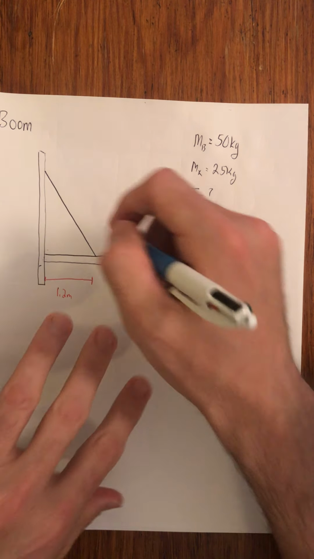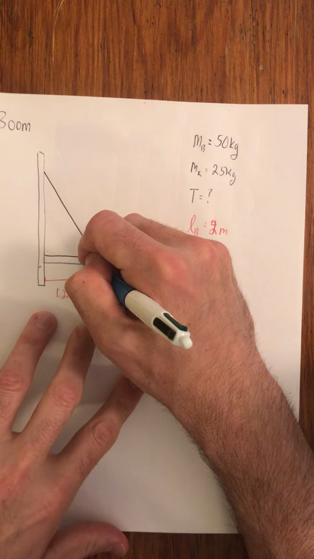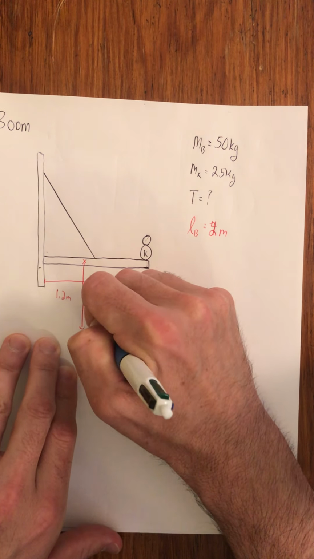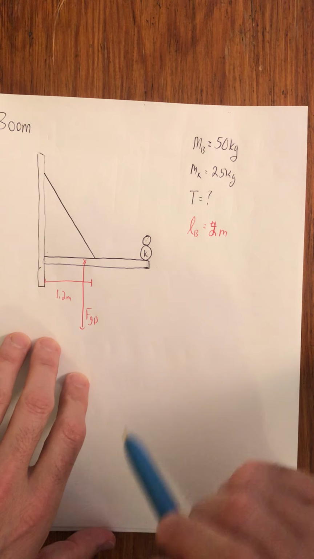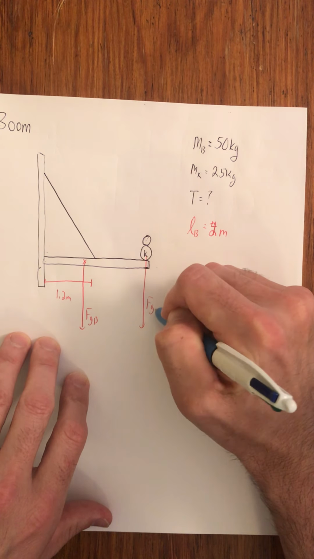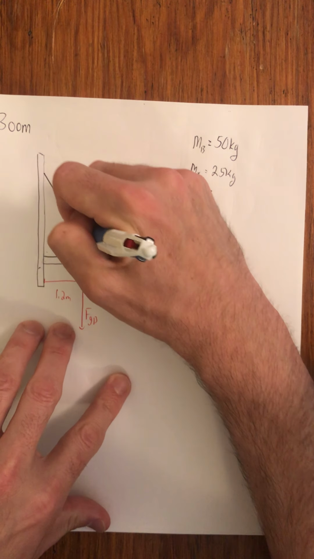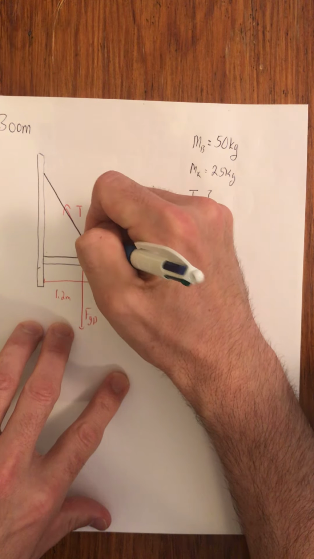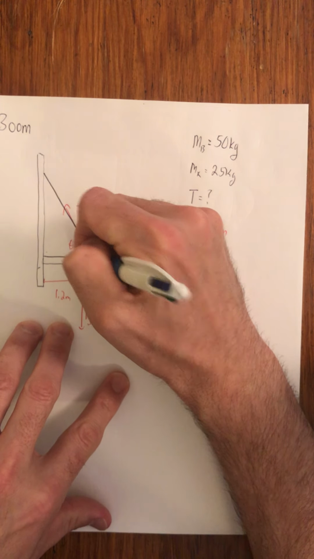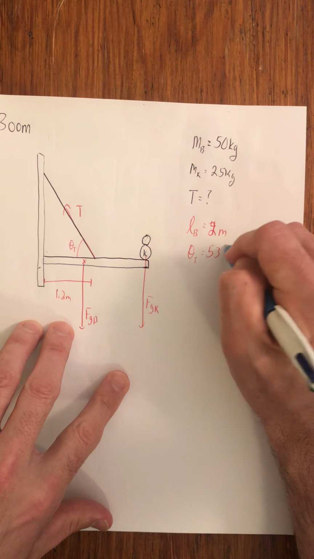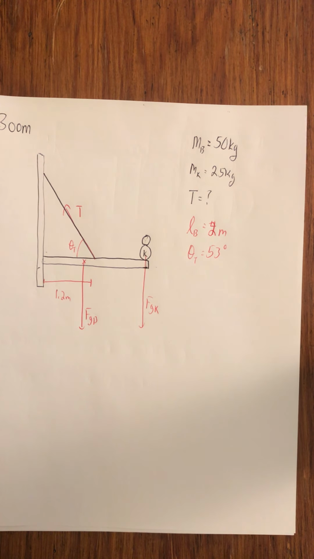So let's draw in our forces. If that's true, then here's going to be the weight of the boom to the left of that point. I know the drawing is not that great. Here's the weight of the kid, FG kid. There's the tension, right? Let's say we actually know this angle. I'll call it theta t. And let's make theta t, I don't know, 53 degrees. So what other forces are acting here?